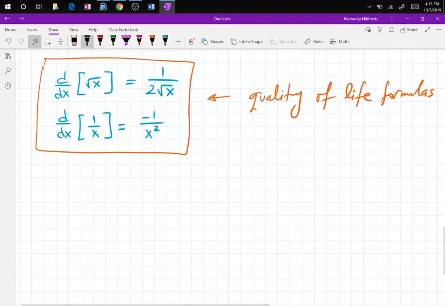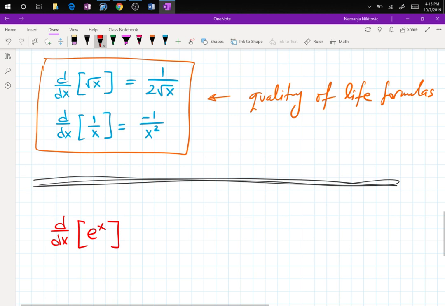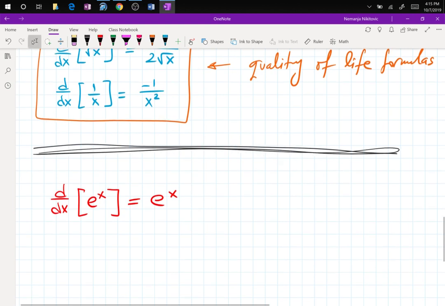The next creature is going to be e to the x. The derivative of e to the x is itself, e to the x, and because of that, not too interesting, because it doesn't change. So that's the one special function that does not change under differentiation.